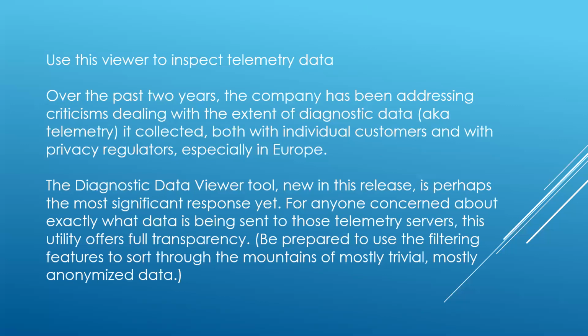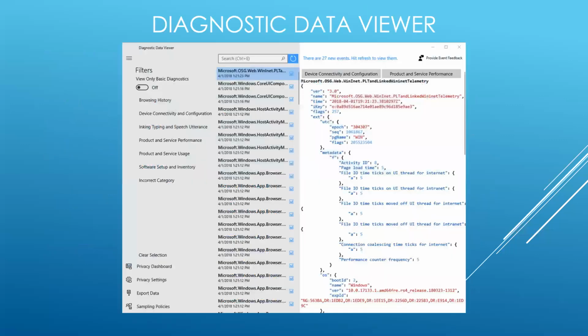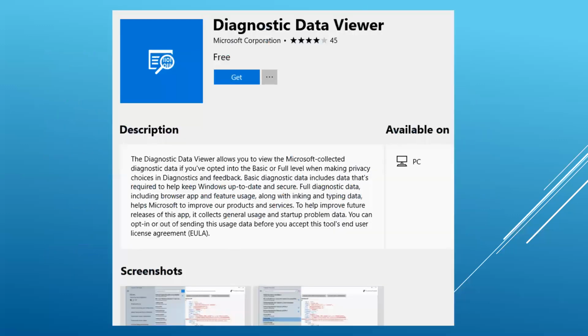And you can do some filtering because there's so much information there. So again, it looks like this. To get it, you have to get it from the Microsoft Store. This is what it'll look like when you go to the store and you search for Diagnostic Data Viewer. Hit Get, and it will install on your computer, and then you can run it from there.